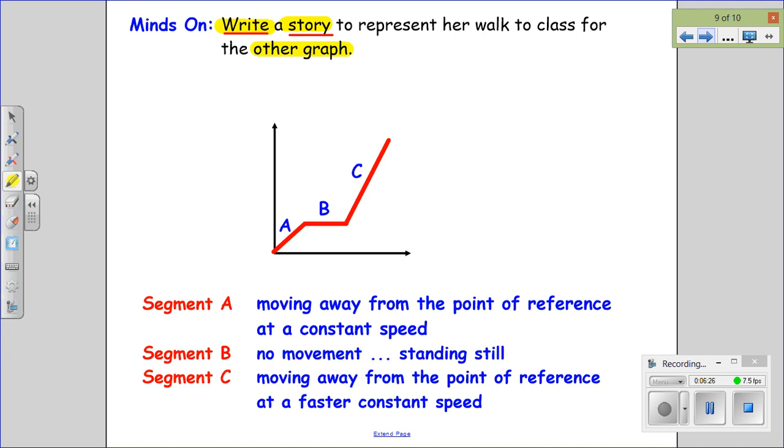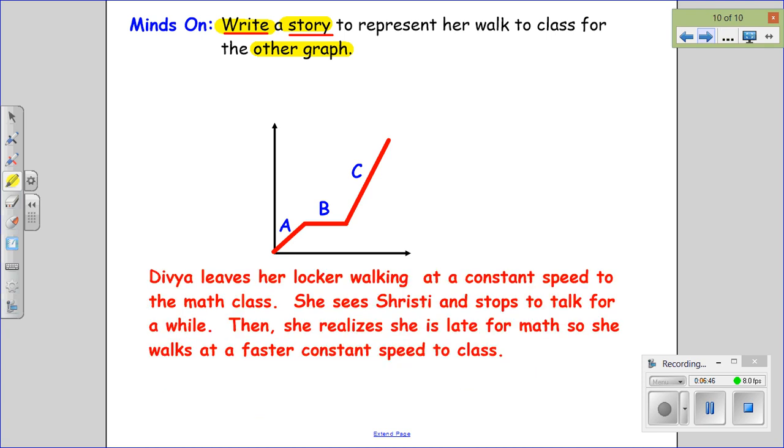What I would suggest when you write stories is deal with each segment individually. So label them either 1, 2, and 3 or A, B, and C. So we talk about what's occurring at each interval, moving away at a constant speed, no movement, standing still, moving away from the point of reference at a faster constant speed, and then incorporate your story.